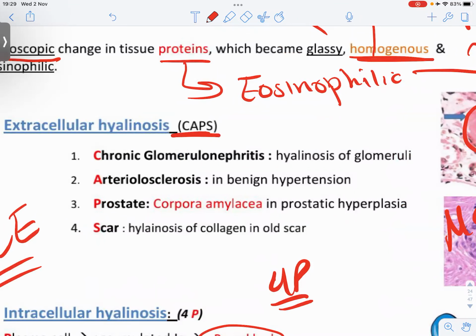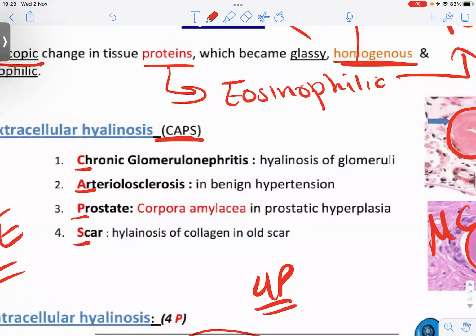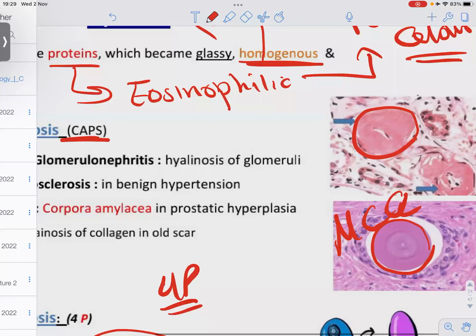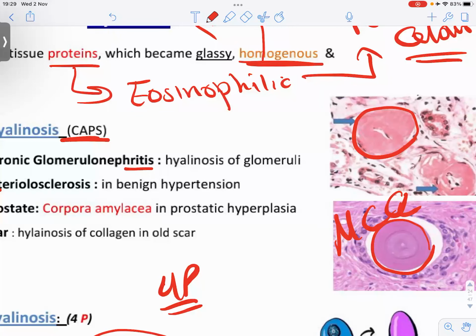The examples are CAPS. C for chronic glomerulonephritis, A for arteriosclerosis, P for prostate, S for scar. Chronic nephritis means inflammation of the glomerulus in the nephron, in the kidney.